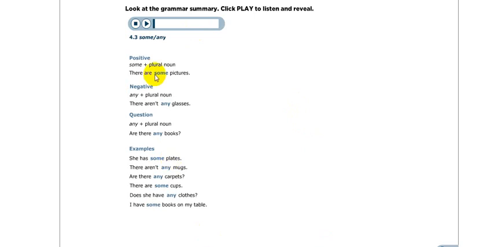As is clear from the explanation, some is used with positive sentences, and the noun comes with some in the plural. Any is used with questions and negatives, and the noun is coming with the plural.